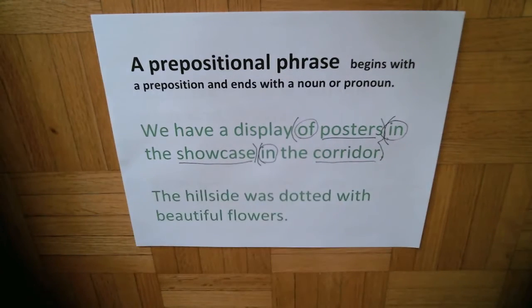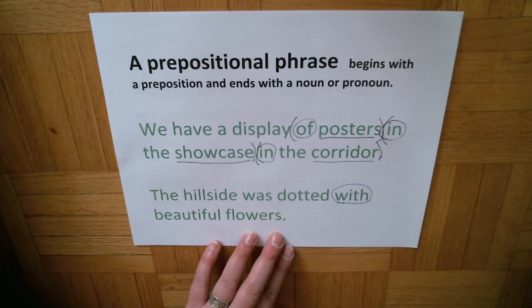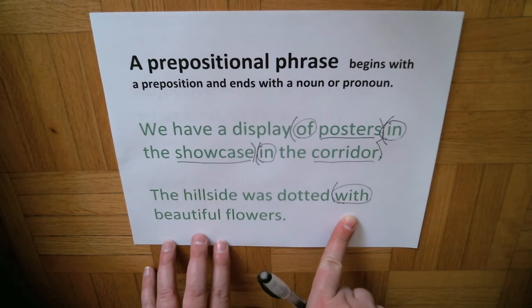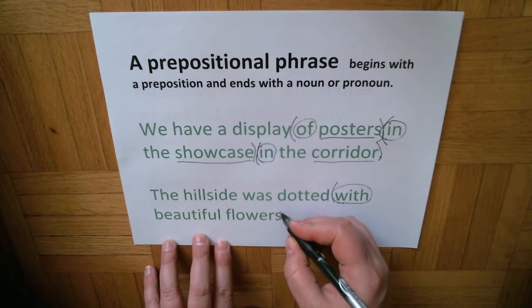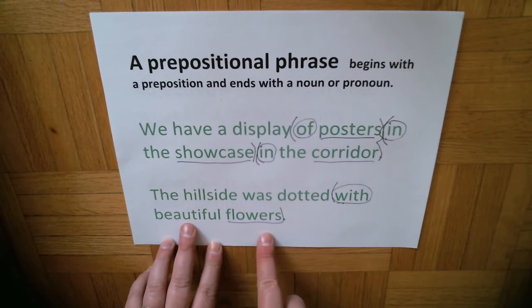Here's one more sentence. The hillside was dotted with beautiful flowers. Can you find the preposition? It's the word with. And again, if I'm looking for my prepositional phrase, it's going to start with my preposition. That should not be something challenging to find. And flowers is the noun. And again, I've got a preposition, an adjective, and a noun in my prepositional phrase.